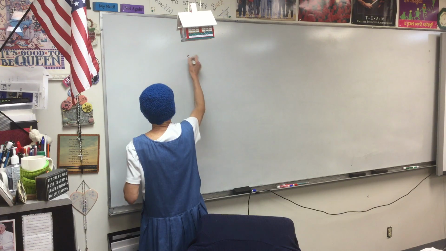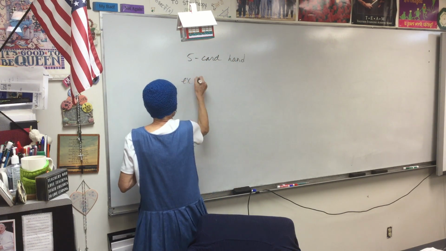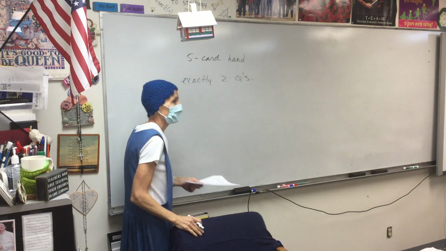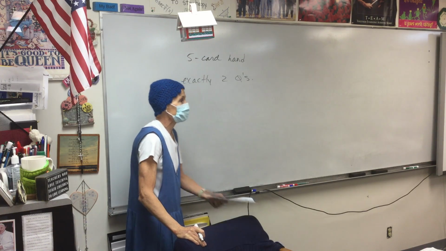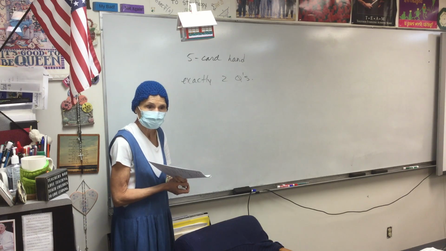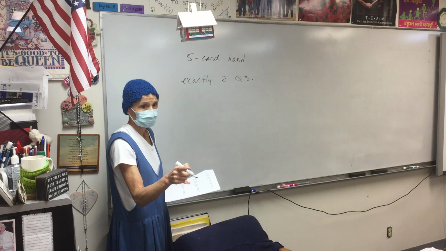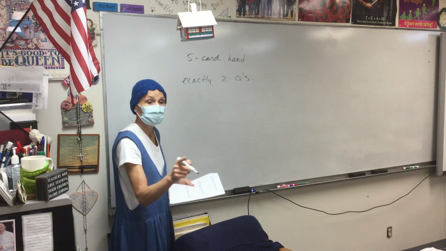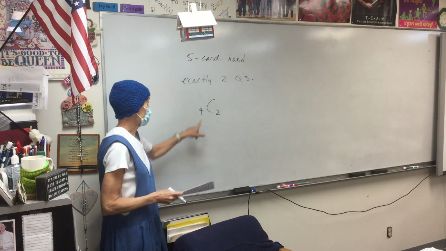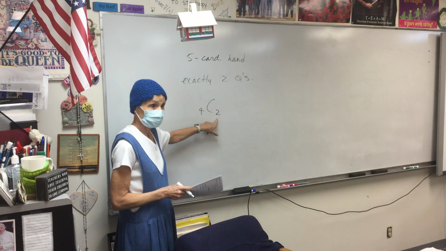If we had a 5-card hand and we wanted exactly 2 queens, do you remember how we did this probability? What did that look like? Tim? How many queens in the deck? 4. So it'd be 4C2. There are my queens. There are 4 queens, and I am going to pick 2 of them.